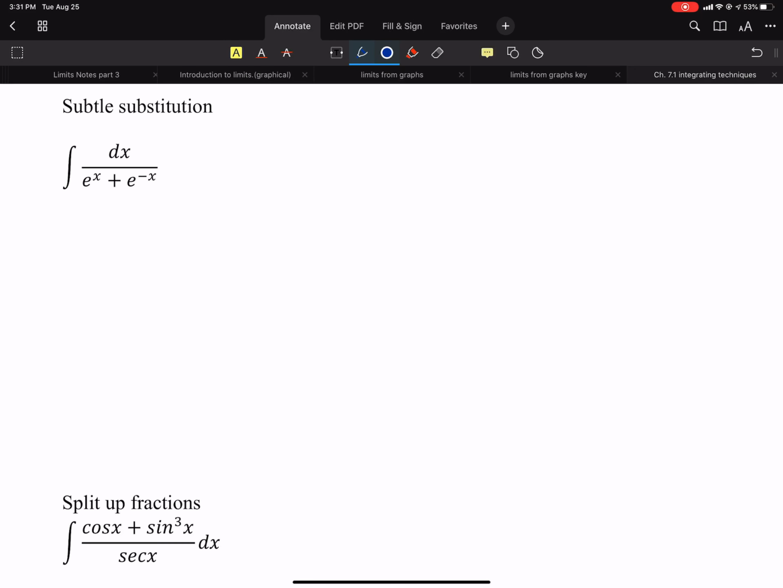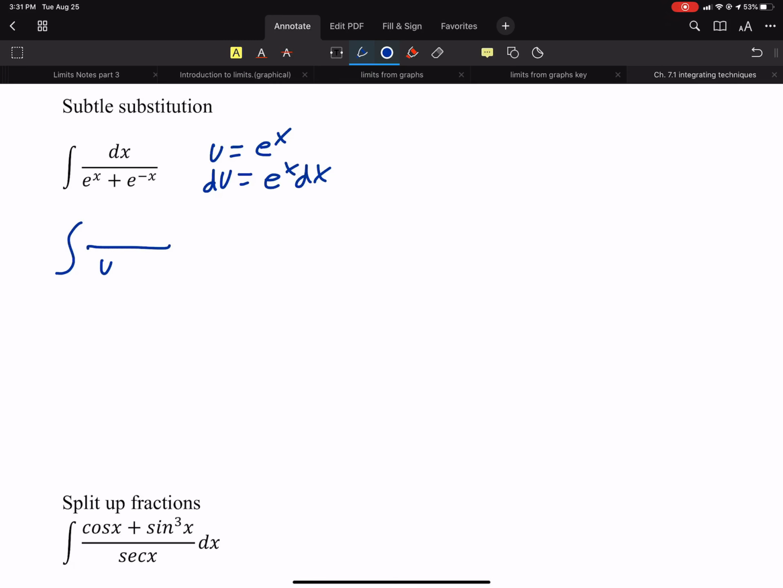Now, subtle substitution is weird. Basically you're trying different things to get it to work. So I'm going to do something that's going to fail, and you'll see. I'm like, hey, what can I do? Let's make u e to the x. And you might think you're onto something, but du becomes e to the x dx. And now we're in a pickle, and I'll show you why.